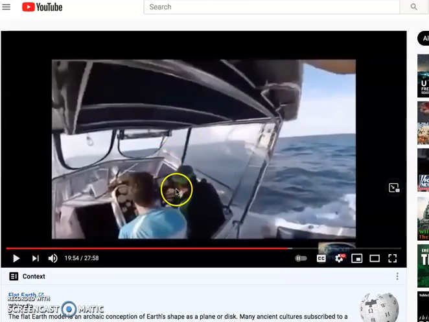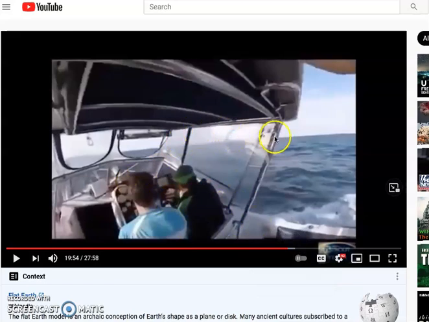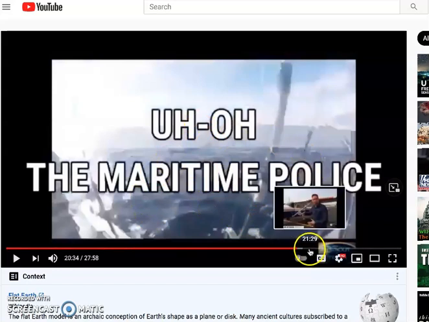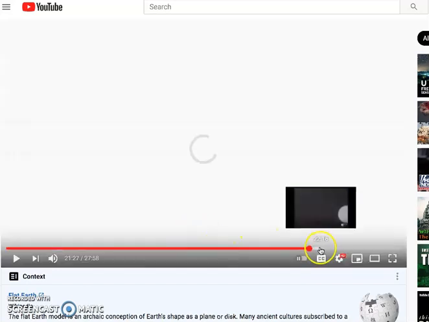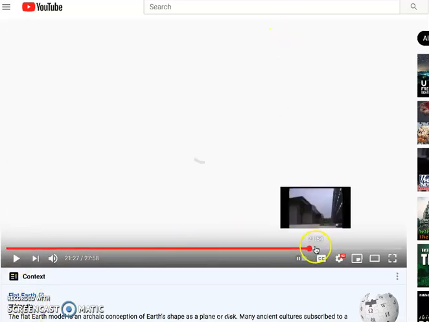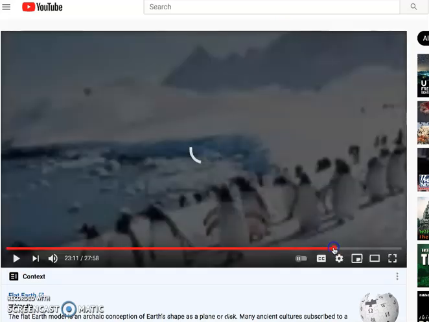Okay, so these people move up toward Antarctica, and then they get stopped. There's a bunch of different ones. Maritime police stop this one. They stop an aircraft. Why are they stopping people from going to Antarctica? I know you guys have your theories. Some people's theories are that there are giant seeds of the trees. This one's pretty interesting.